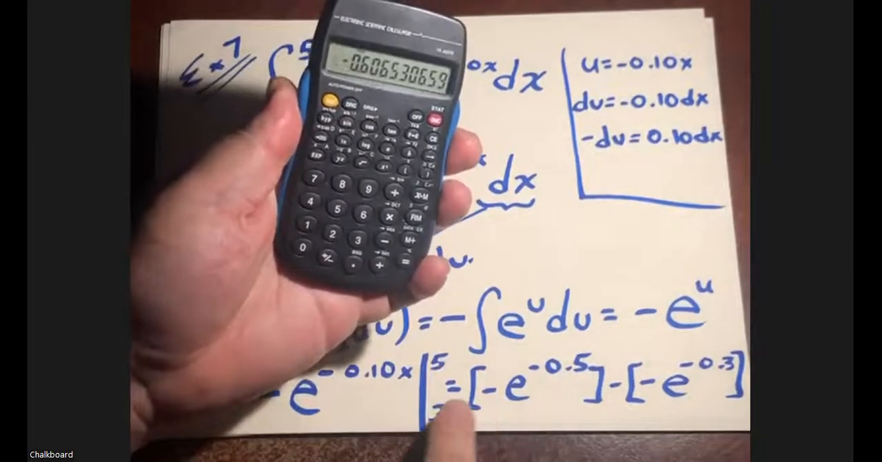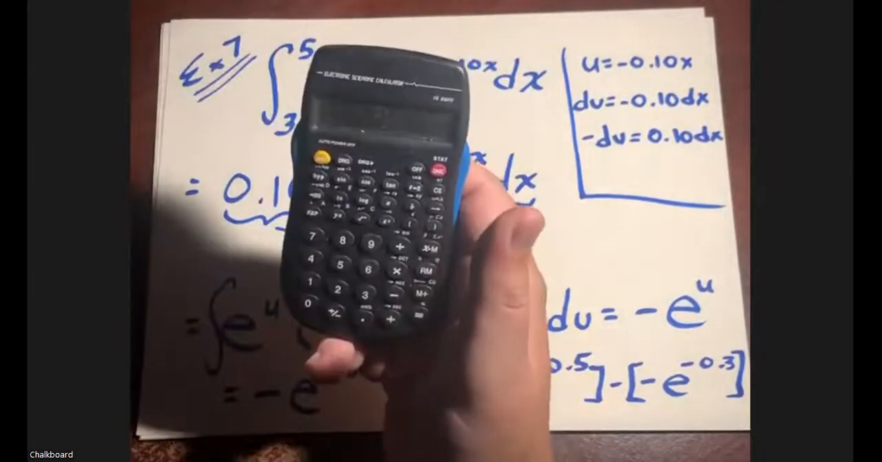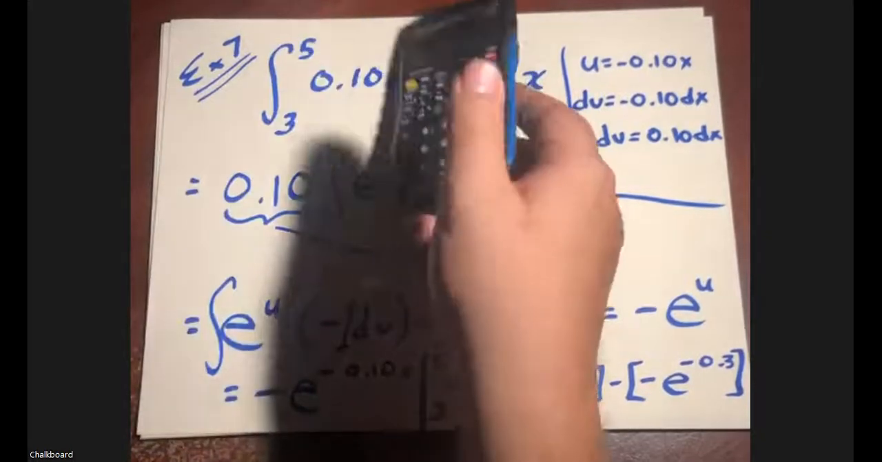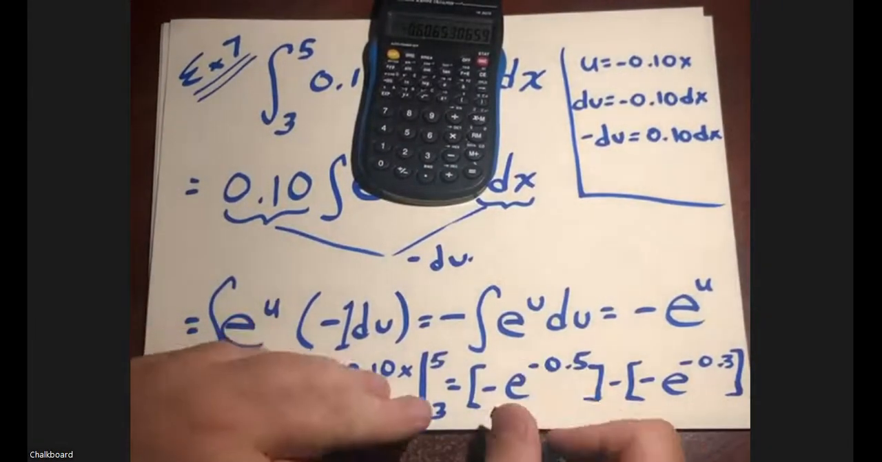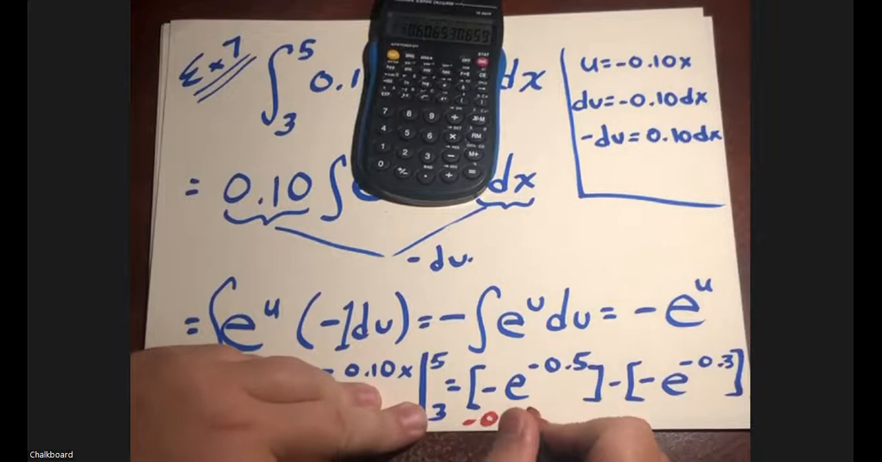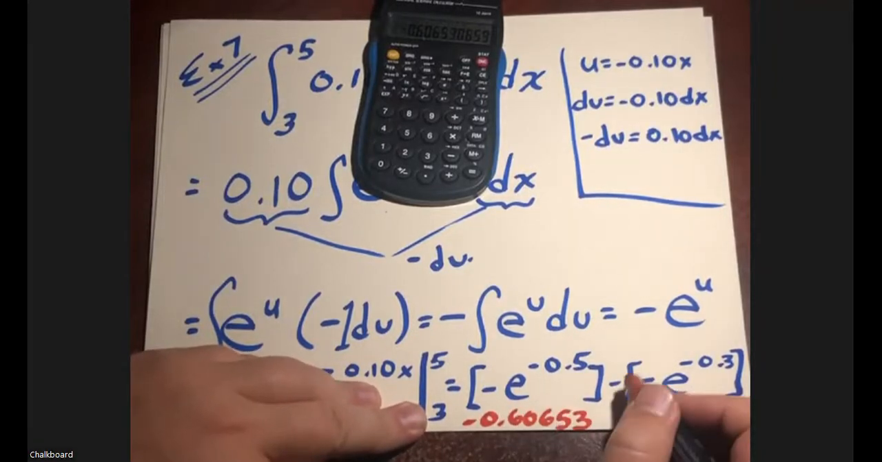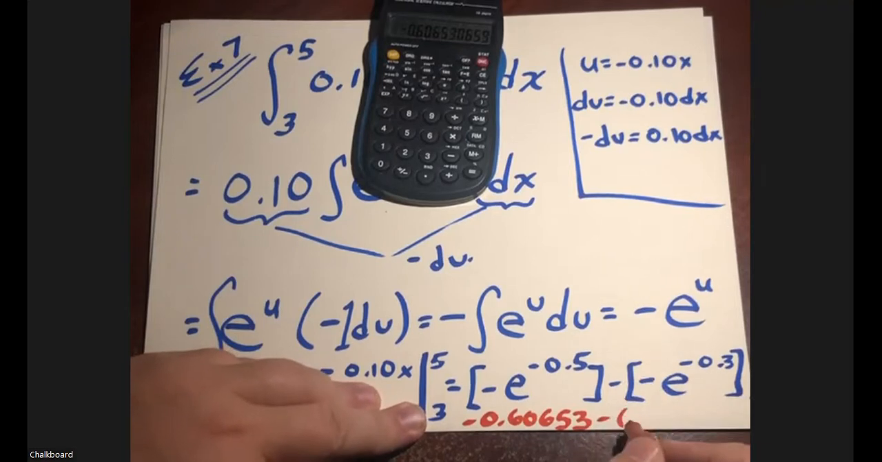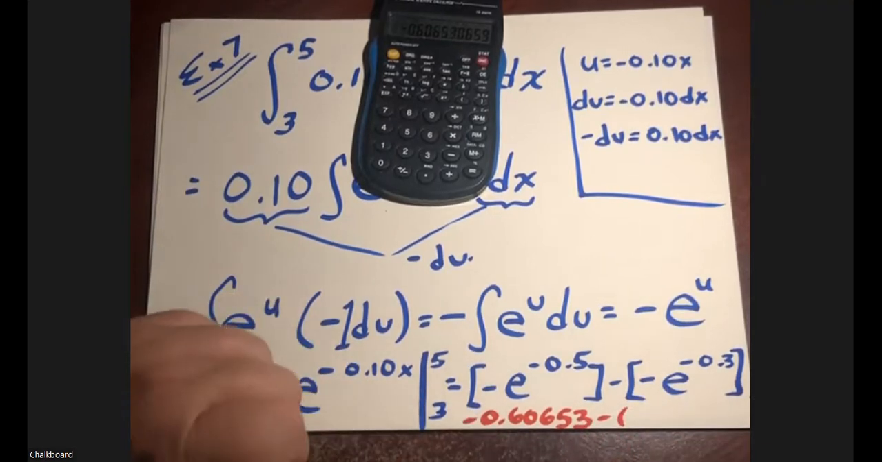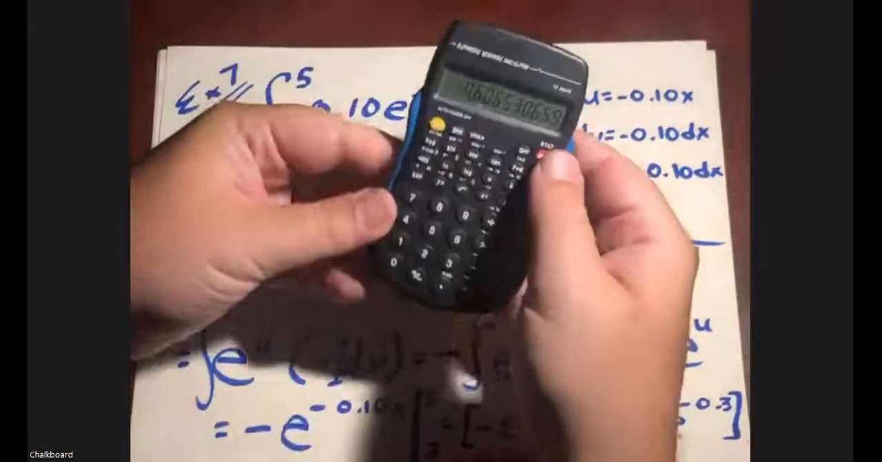That is this first bracket. I'm going to write it in red. 0.60653. Then I have a minus. And then I do it again with negative 0.3. Let's do it now with negative 0.3.